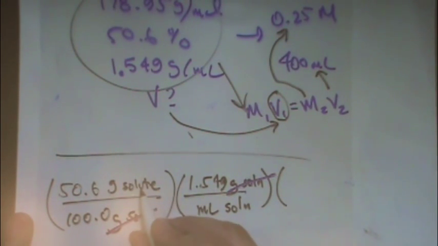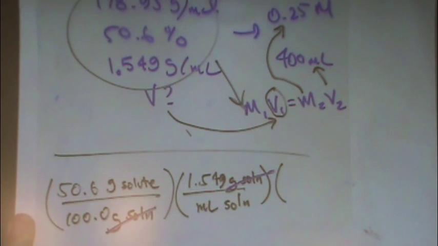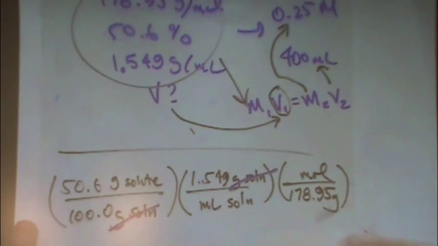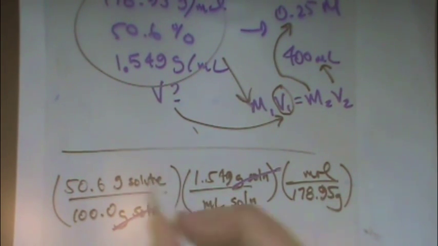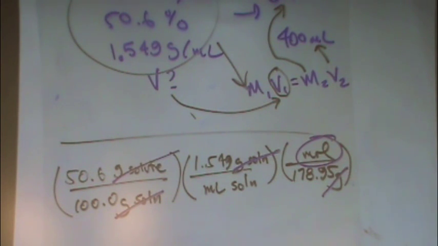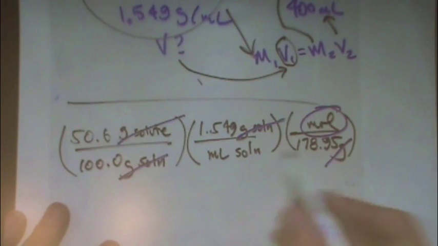Let's get rid of this grams of solute, because in molarity I need moles on top. So it's 178.95 grams per mole. And that grams of solute is now gone. So I have moles on top. I'm almost there. Okay? What do I need to do down here?